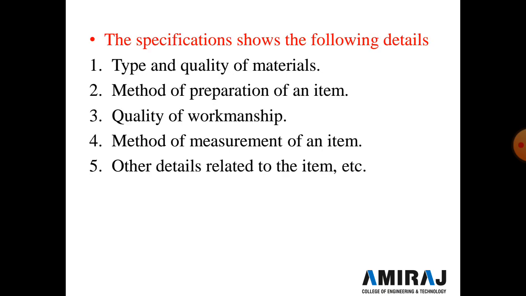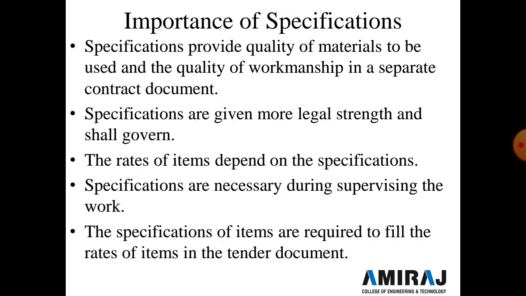Here the specifications show the following details: types and quality of materials, methods for preparation of an item, quality of workmanship, methods for measurement of an item, and other details related to items. Now we discuss some important points on the importance of specification.